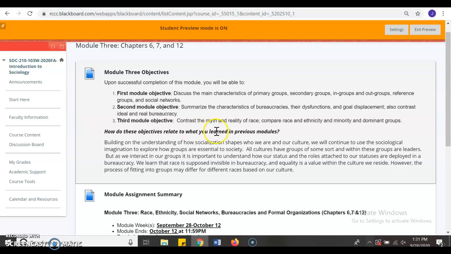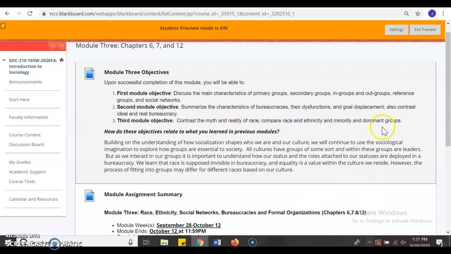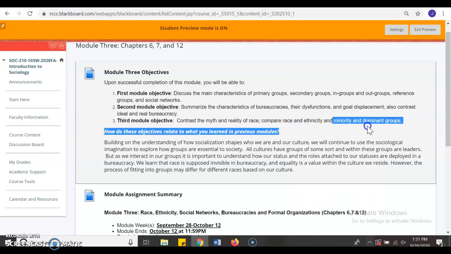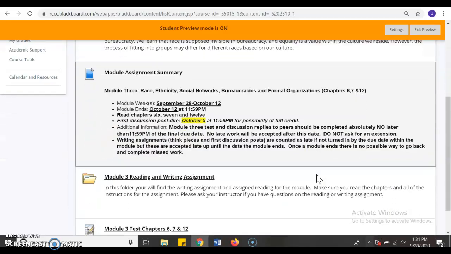So in chapter 12, you're going to think about the myth and reality of race, compare race and ethnicities, and then minority and dominant groups. What you want to pay attention to here is the difference between these groups, because they will help you as you are discussing how race is impacted by bureaucracy and groups and vice versa. So again, use those objectives to help you think about what you've learned and how you're on track with the module. So there they are.